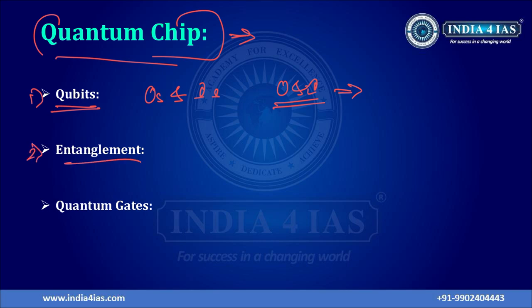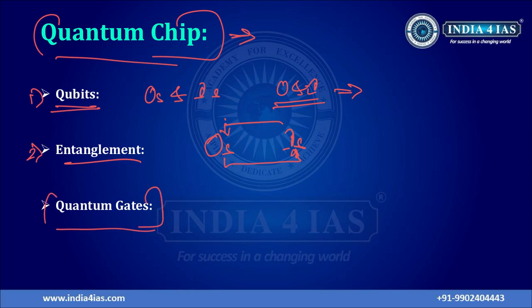Then the second one is entanglement. What is entanglement? Qubits can be entangled, meaning the state of one qubit is dependent on the state of another, enabling faster computation. Say, for example, we have a 0 position and a 1 position. The state of the 0 position is dependent on the state of the 1 position, and the state of the 1 position is dependent on the state of the 0 position. This phenomenon is called entanglement, and it is very important for quantum computing because it enables faster computations.